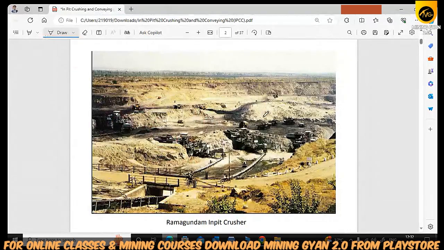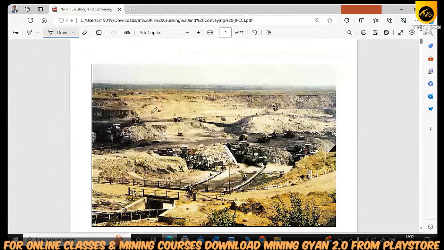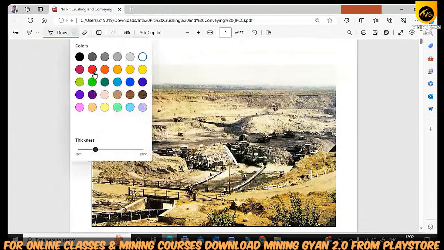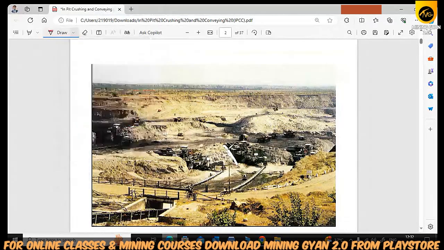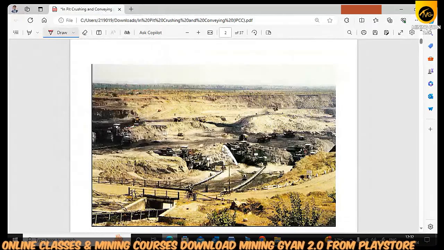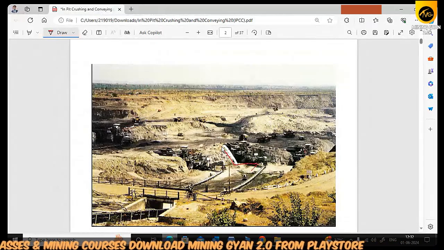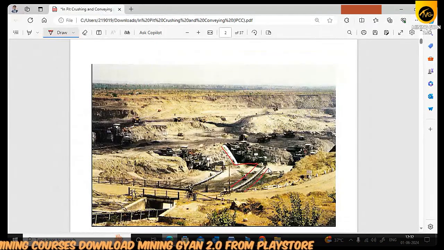You see in this mine, this is the in-pit conveyor. This is an in-pit conveyor, and this is a belt which is connected through the main line.